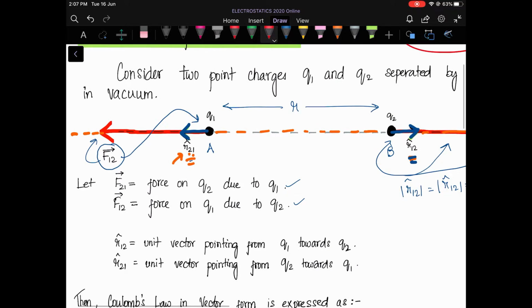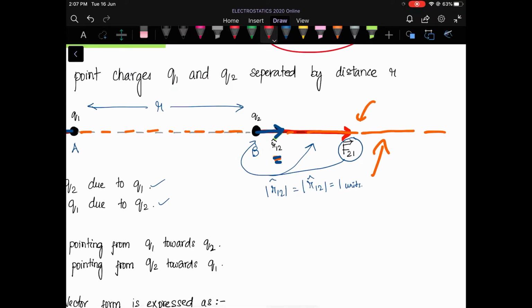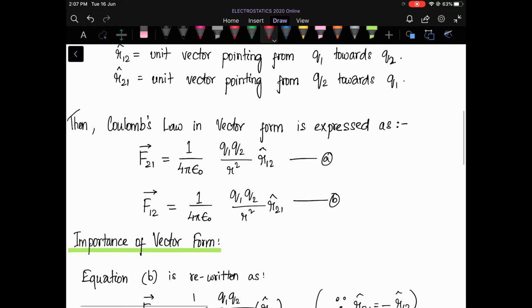Clearly you can see here the direction of the force F12 is same as the direction of your unit vector r21. And the direction of the force F21 is same as the direction of your unit vector r12. Because of which, when we now write Coulomb's law in vector form, we must write the magnitude of the force, which is this. Force acting on the second due to the first, this is the magnitude, and the direction is r12. So we have written the magnitude and direction. So this is what we call a vector form.